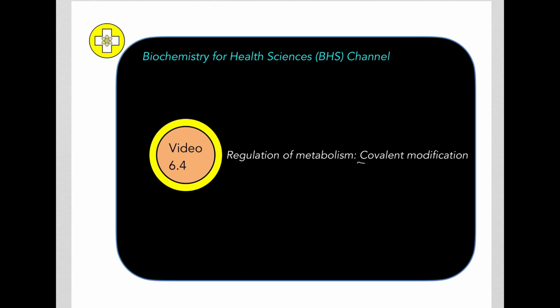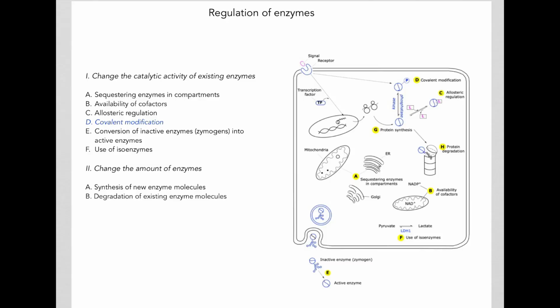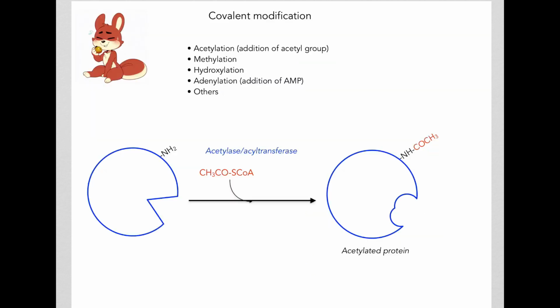In today's video, we shall look at covalent modification as a way to regulate enzymes and therefore a way to regulate metabolism. In the previous videos, we saw how we can regulate metabolism by sequestering enzymes within certain compartments, by the availability of cofactors, as well as by allosteric regulation.